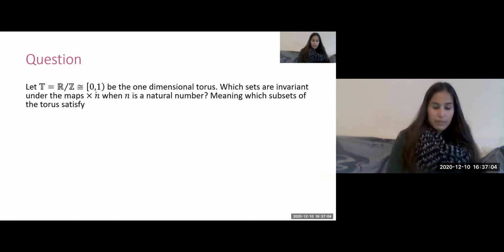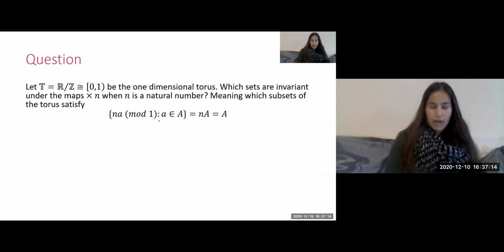Let's take the one-dimensional torus. Which sets are invariant under the times n map, where n is a natural number? That is, which sets A of the torus would satisfy that nA mod 1, where a is in A, is just going to be equal to A.